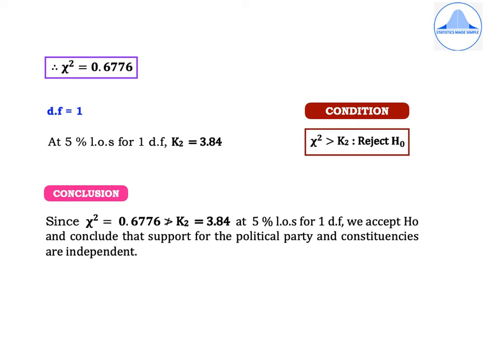So on further simplification, we get chi square as 0.6776. The degrees of freedom is 1 and the condition is you have to check if chi square is greater than K2. If it is, you reject H0, otherwise you accept H0. So at 5% level of significance for 1 degree of freedom, K2 is 3.84. And the conclusion, since chi square is 0.6776, this is not greater than K2 equal to 3.84. At 5% level of significance for 1 degree of freedom, we accept H0 and conclude that the support for the political party and constituencies are independent.